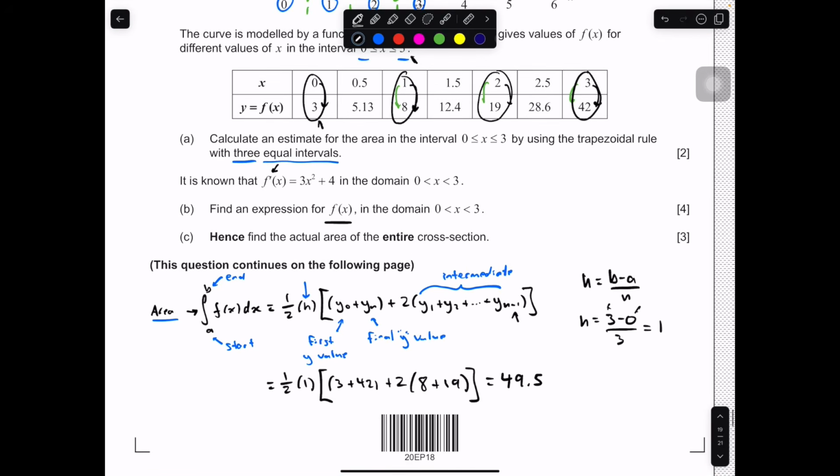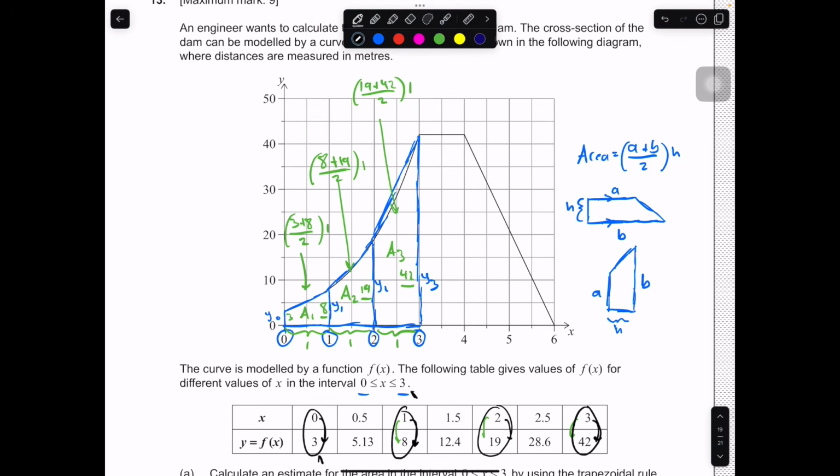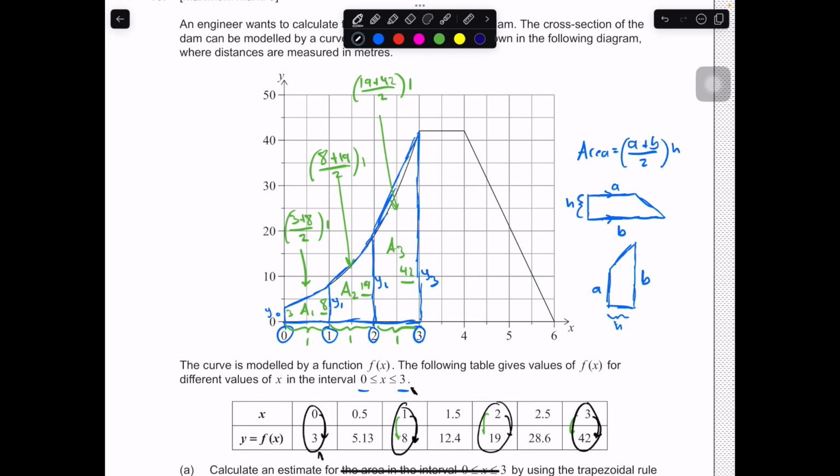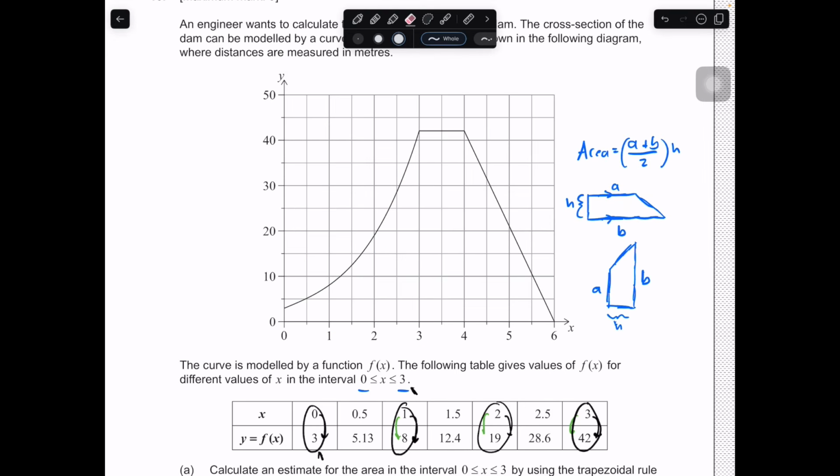Okay, hence find the actual area of the entire cross-section. All right, actual area of the entire cross-section. Interesting question, kind of a lot going on here. I'm going to erase some of this right here. Okay, there we go. Okay, so the actual area of the entire cross-section.